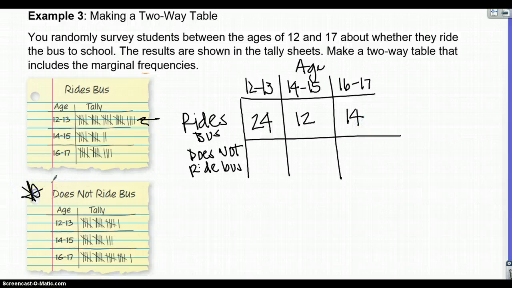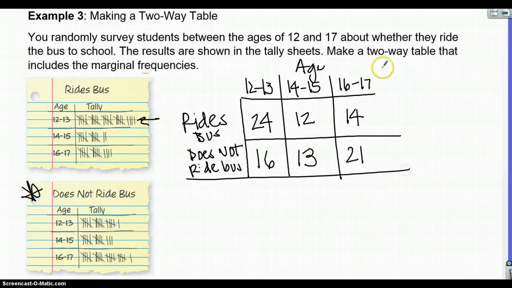Now I'm looking down here for people who do not ride the bus for my second column. 12 to 13-year-olds, 5, 10, 15, 16 do not ride the bus, who are 12 to 13. 13 do not ride the bus, who are 14 to 15, which is right there. 16 to 17-year-olds that do not ride the bus are 21. Okay, so make a two-way table.